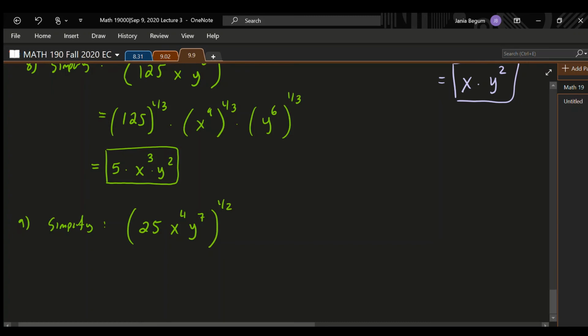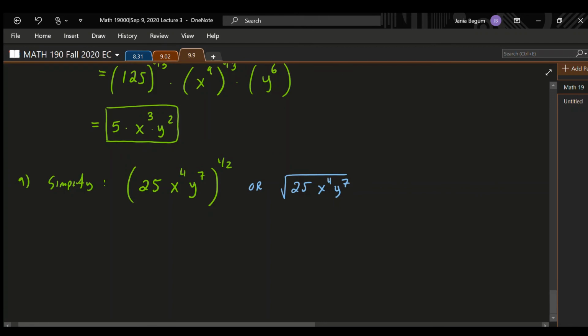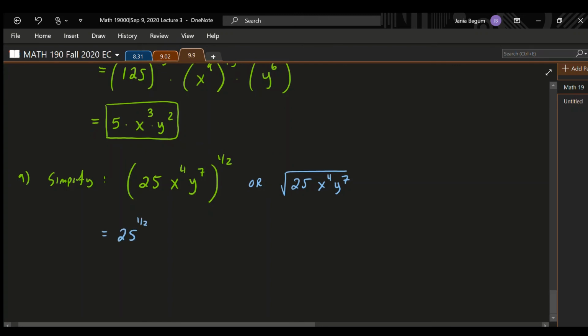Okay, so let me go ahead and start. Now this could also be written this way: square root of 25 x to the 4 y to the 7. Hopefully you guys agree. Now let's evaluate. You can take any of these forms and evaluate, but you have to choose which one you feel confident with. So I'm going to start with the exponent form. We have 25 to the power 1/2, x to the 4 to the power 1/2. Now for y, you have to think about it just a little bit more.